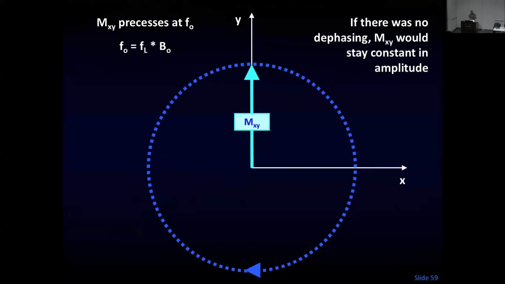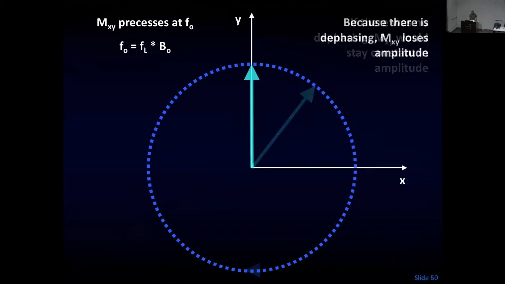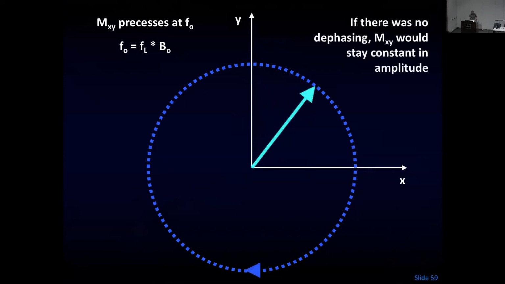The precession frequency is equal to the external magnetic field times the gyromagnetic ratio of protons. So this will be precessing at 42.6 megahertz at 1 Tesla, and at 63 point something megahertz at 1.5 Tesla. The precession looks like this. So now this MXY is precessing around the XY plane at the Larmor frequency.